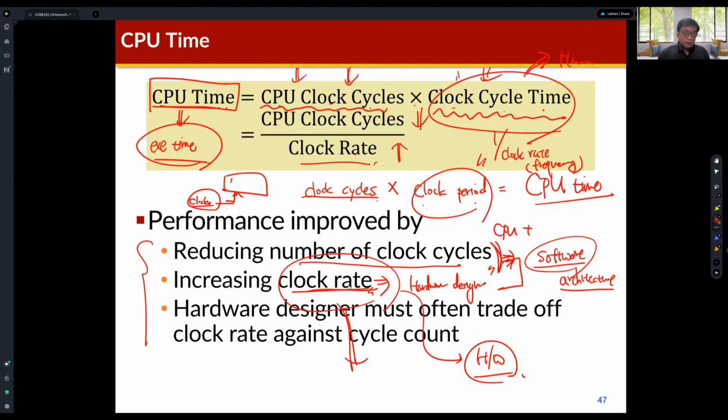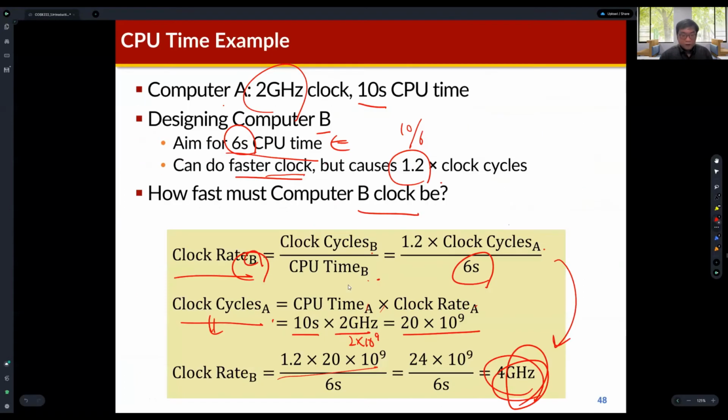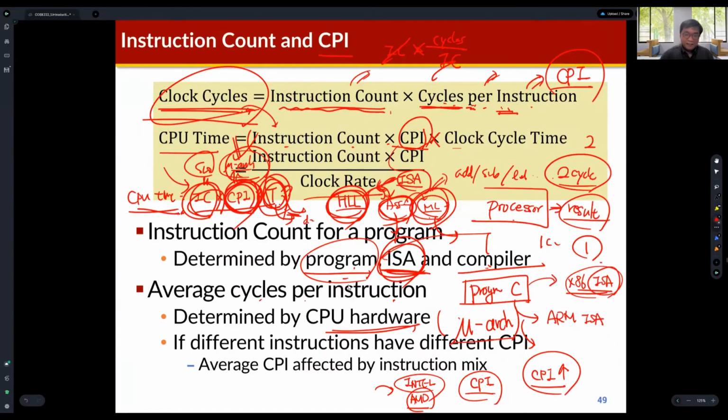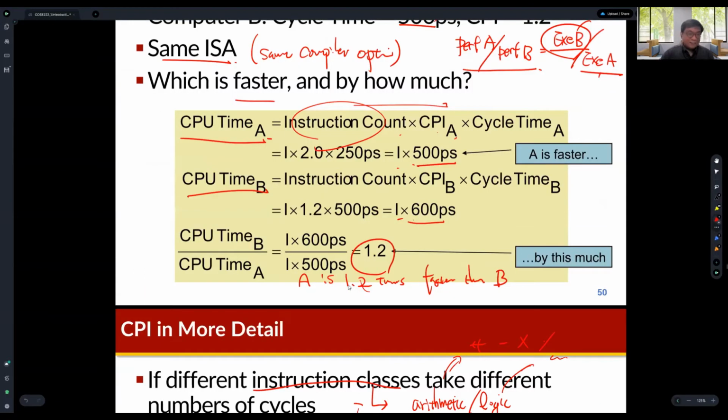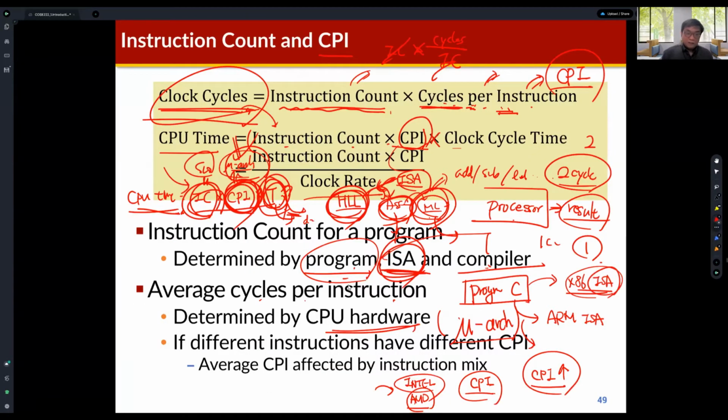Clock period is influenced by the hardware part. That's why we divide this CPU time equation into two factors. And in the performance part, this equation is the most important equation.